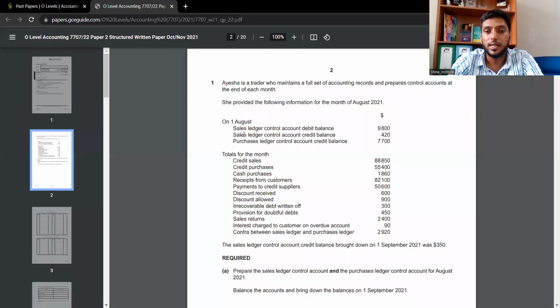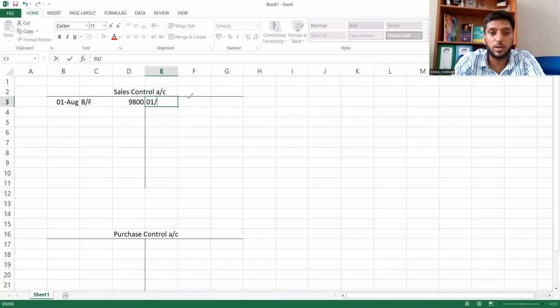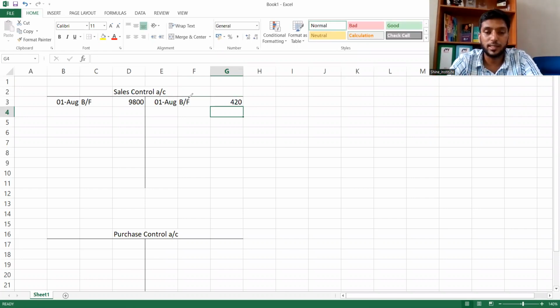So now we are going to move on to the next part of the sum. Sales ledger control account also had a credit balance of 420. So I'm going to record that 420. Same, 1st August brought forward, 420. You don't want to write August in exams. You can just write 10/08. Then we'll move on to the third part of the sum.